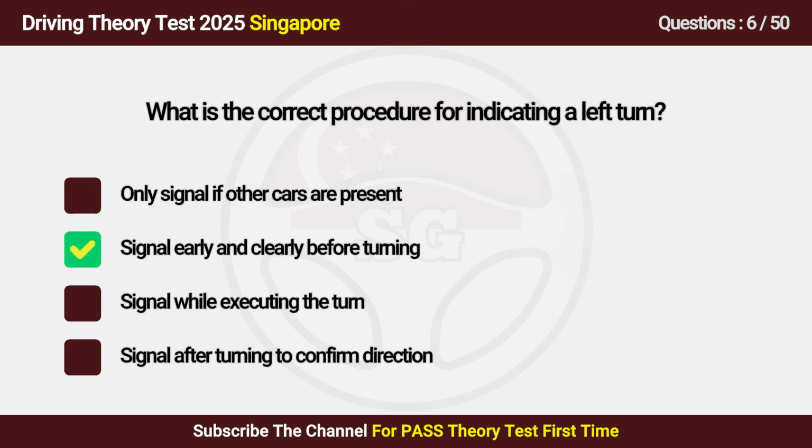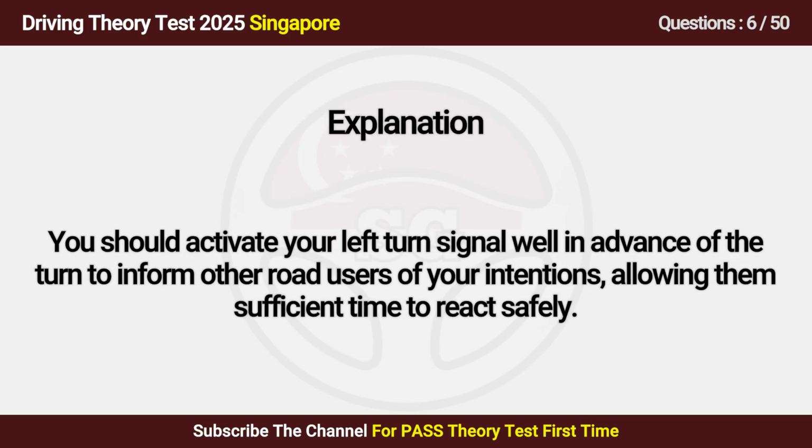Answer is B. Signal early and clearly before turning. You should activate your left turn signal well in advance of the turn to inform other road users of your intentions, allowing them sufficient time to react safely.